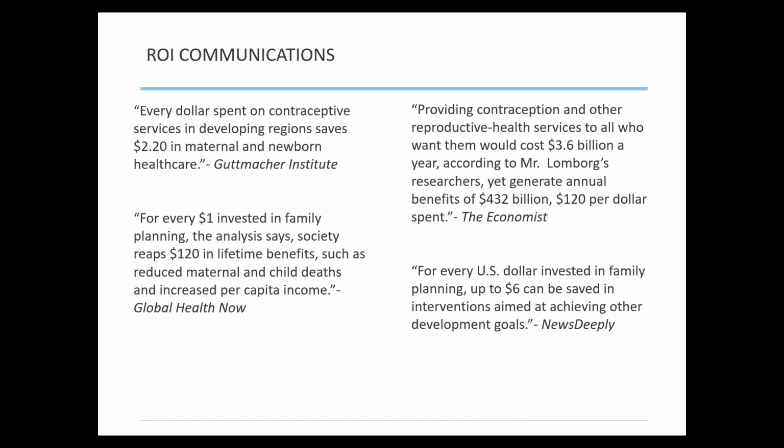The quote on the upper right is a similar estimate to the one I just read. It comes out to $120 per dollar spent. That was featured in The Economist a few years ago. And then here on the lower right, you may sometimes see a quote like this one, which says, for every US dollar invested in family planning, up to $6 can be saved in interventions aimed at achieving other development goals.